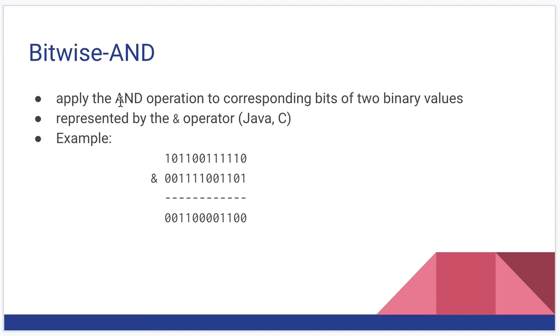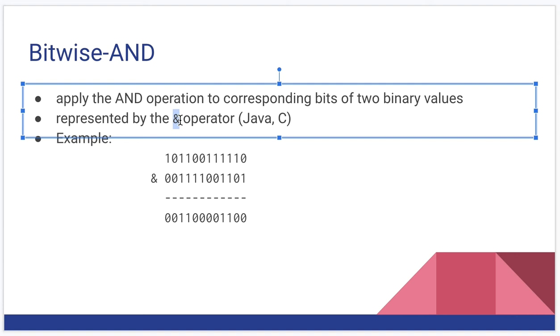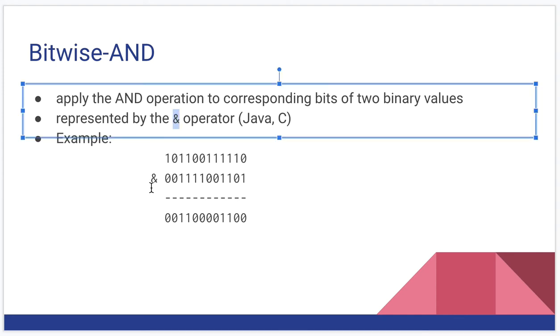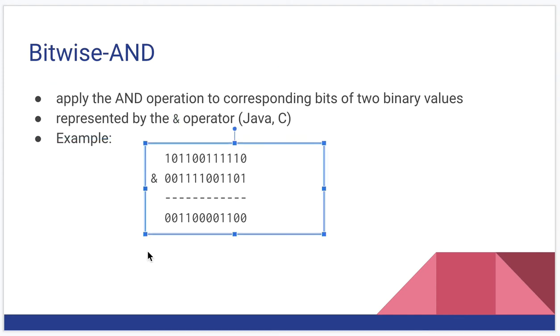So we have two binary values and we apply the AND operation to the corresponding bits. In Java and in C and some other languages, it's represented by a single ampersand. So yes, we can do this in Java and in C as long as we use the single ampersand operator. And the result is not going to be true or false. It's going to be actually an integer, as we'll see in a bit.